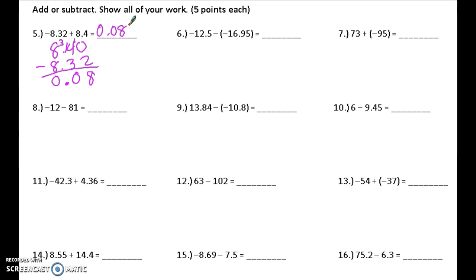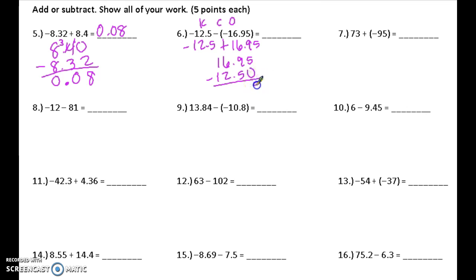Number 6 is a subtraction problem, so I have to use additive inverse to turn it into addition. Negative 12.5, change subtraction to addition, take the opposite of negative 16.95. My signs are different, so I subtract. 16.95, the bigger number, the number with the highest absolute value goes on top. Fill in any places, make sure your decimals are lined up.